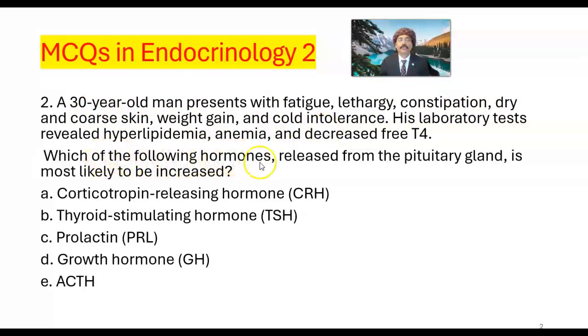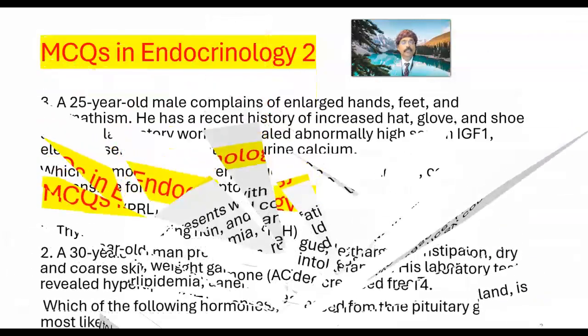So, which hormone released from the pituitary gland is most likely to be increased, not decreased, increased? What is that hormone? Corticotropin, thyroid stimulating hormone, prolactin, growth hormone, adrenocorticotropic hormone. Answer should be B, thyroid stimulating hormone. That is the thyroid stimulating hormone. Okay, let's go to the next question.